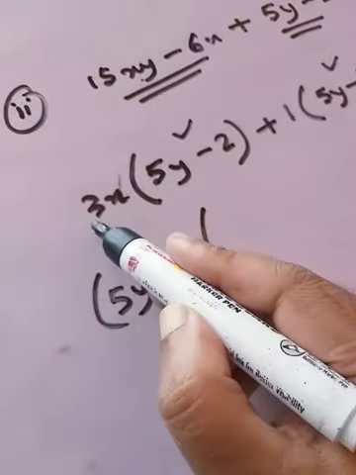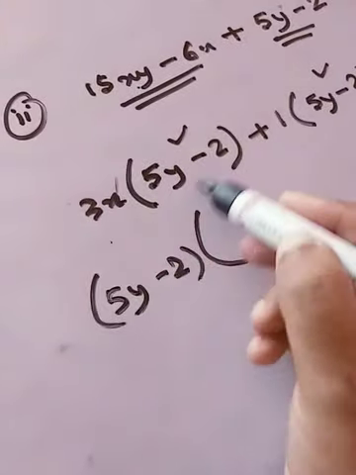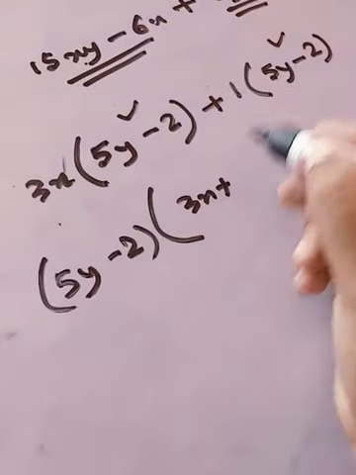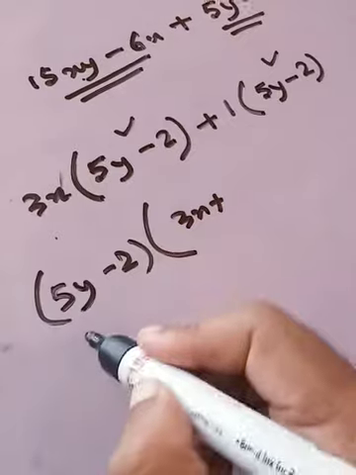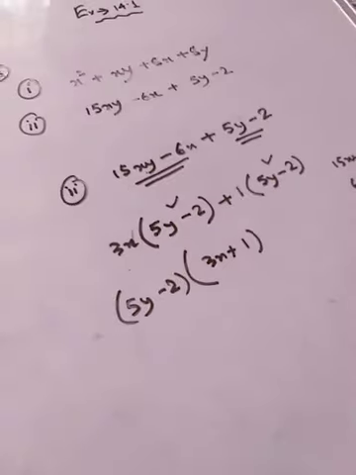Okay, now if you divide this entire term with this, 5y minus 2 divided by 5y minus 2 will be cancelled. What will remain? 3x. Now again if you divide this term with this term, 5y minus 2, 5y minus 2 will be cancelled. What will remain? 1. So this is your answer.